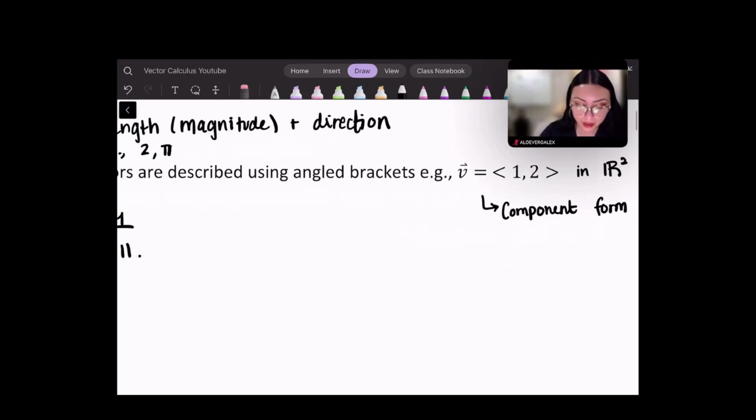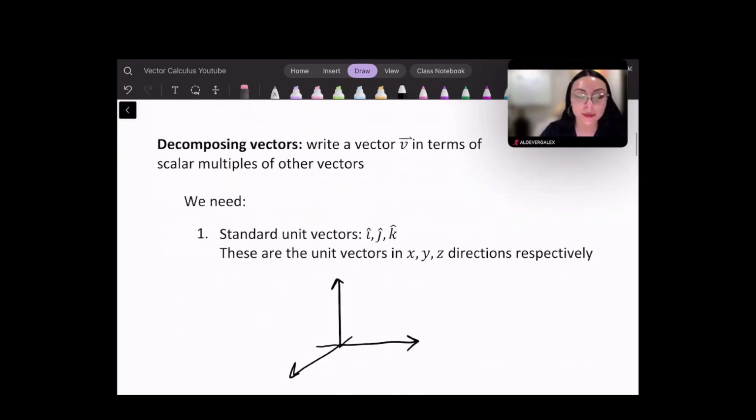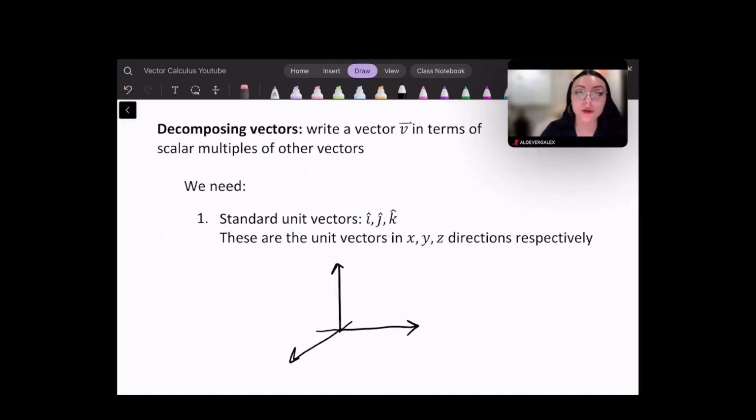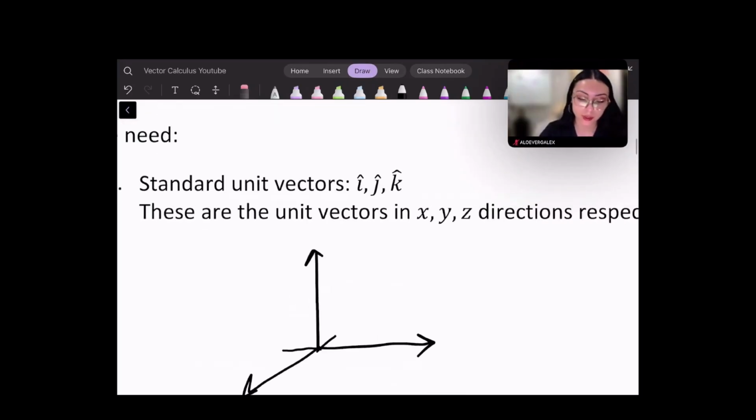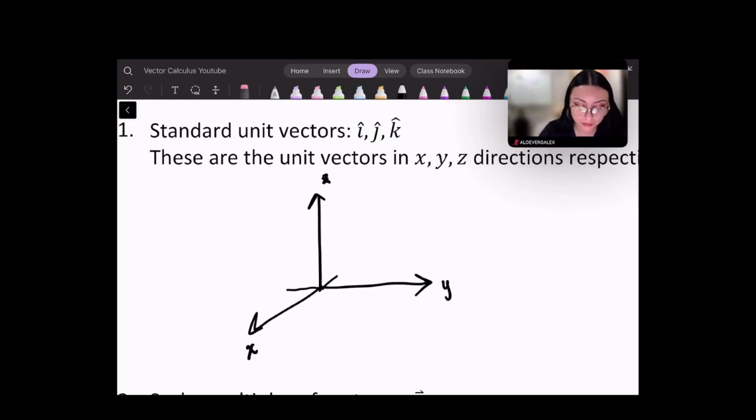Okay, but there are other ways in which we can write vectors. Now let's figure out how to do that by decomposing a vector. So the goal is to write a vector in terms of scalar multiples of other vectors. So to do that, we need to introduce something called the standard unit basis vectors. We call these i hat, j hat, k hat. So imagine 3 space, which is comprised of 3 perpendicular axes, the z-axis, the y-axis, and the x-axis. So the i, j, k hat are the unit vectors in the x, y, and z directions, respectively.